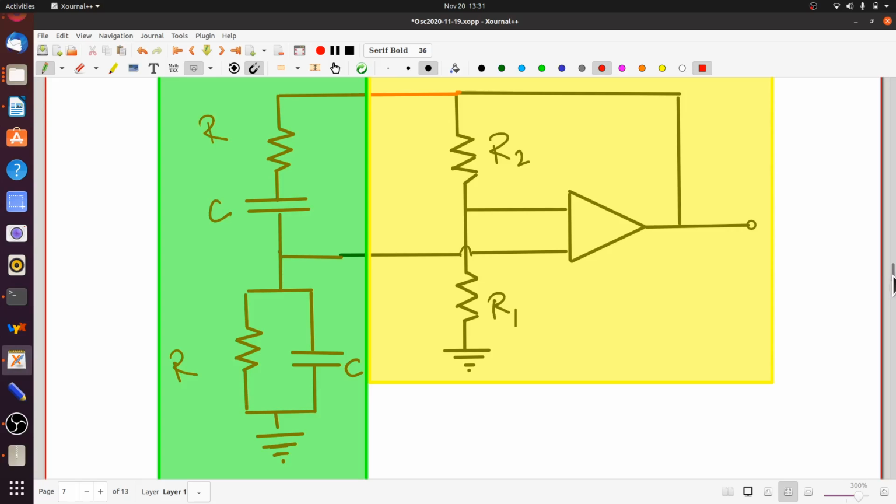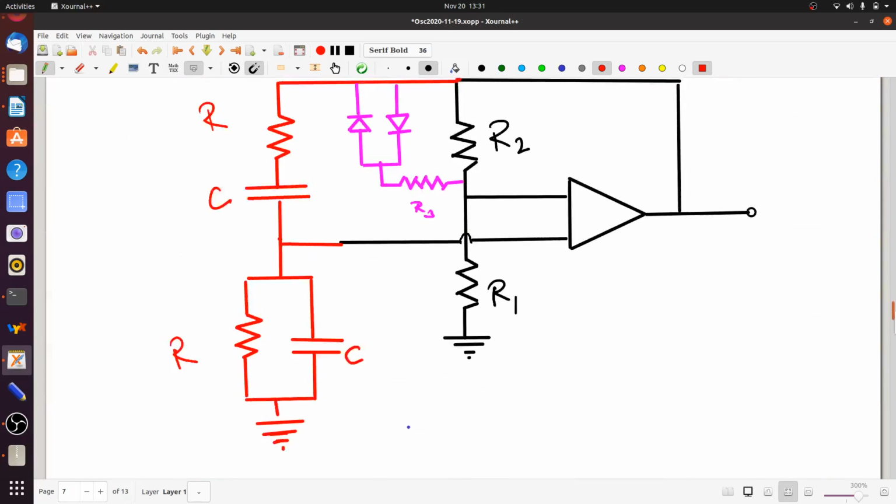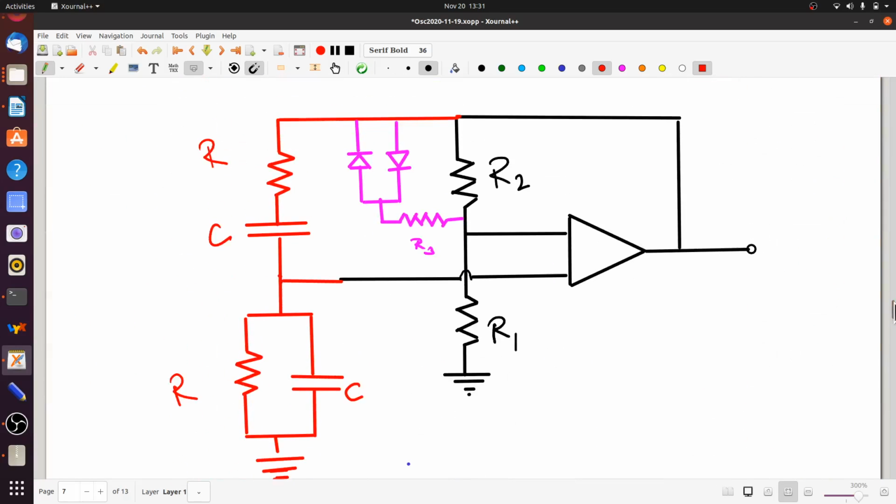Instead of that, there are many different ways in which nonlinearities can be introduced in a modern op-amp based Wien bridge oscillator. One of them is shown here. To understand how this works, note that all we have done is that we have connected two diodes in parallel. They're opposing each other. You have connected them in parallel, and then you have connected a resistance R3 in series with them, and you have put the whole combination in parallel with R2.